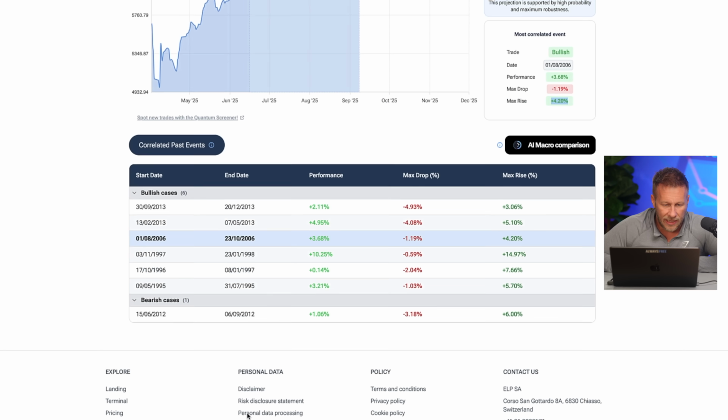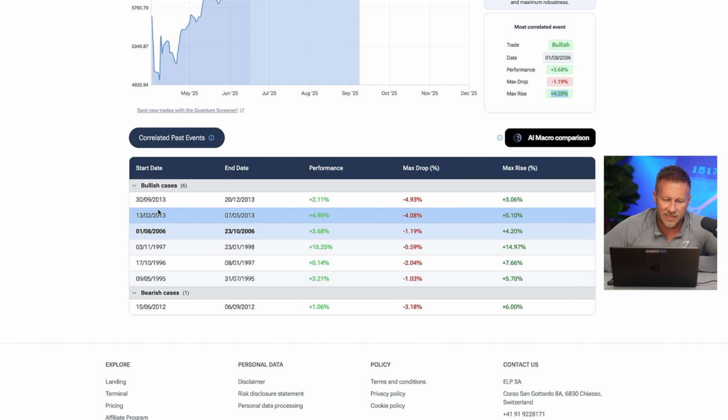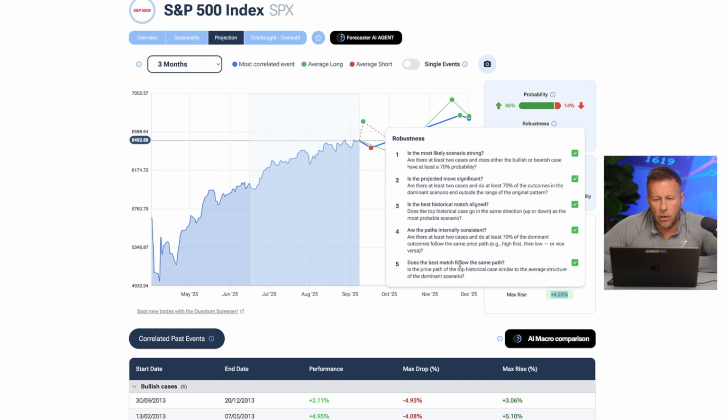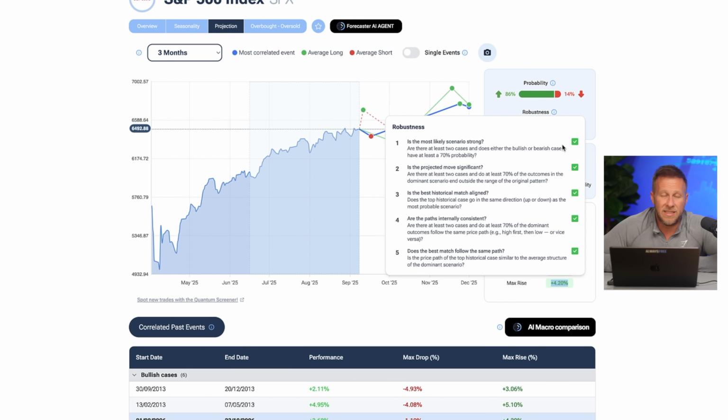Not only that, it's gone down to 1997, 96, 95, 2013. So when we take a look at the robust score, what the robustness is doing, it's telling us that it's got a 5 out of 5 because it's ticked all of these 5 criteria. So the first one is the most likely scenario strong? And it's got a tooltip here.